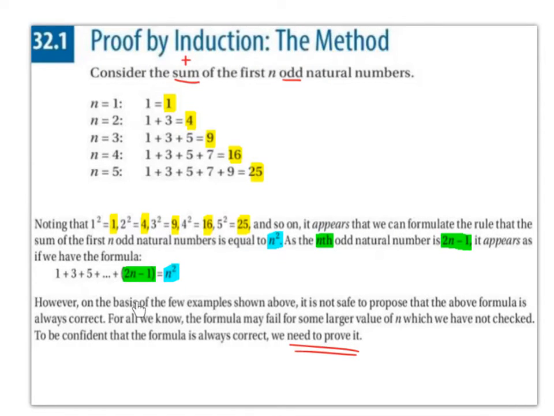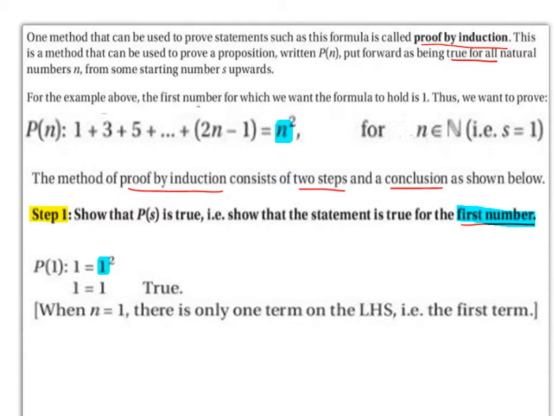However, on the basis of a few examples shown above, it is not safe to propose that the above formula is always correct. For all we know, the formula may fail for some larger value of n, which we have not checked. To be confident that the formula is always correct, we need to prove it. One method that can be used to prove statements such as this formula is called proof by induction.